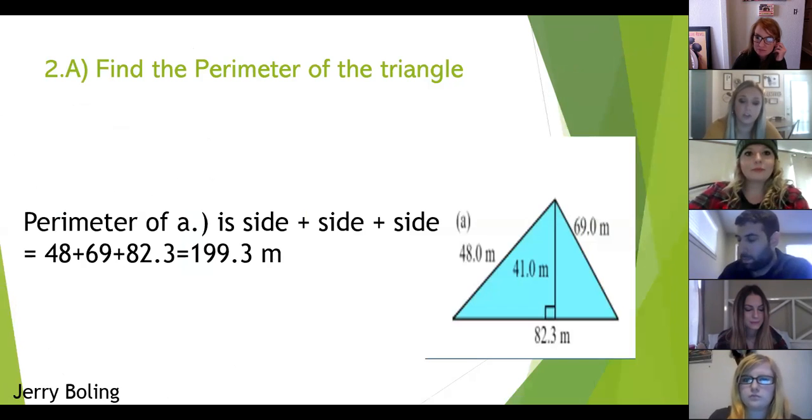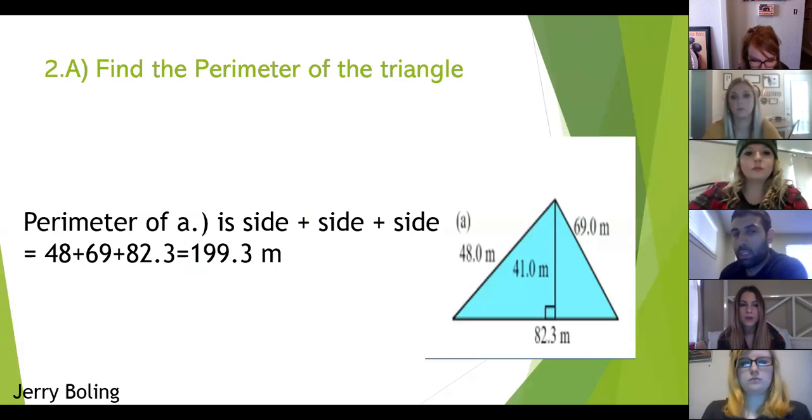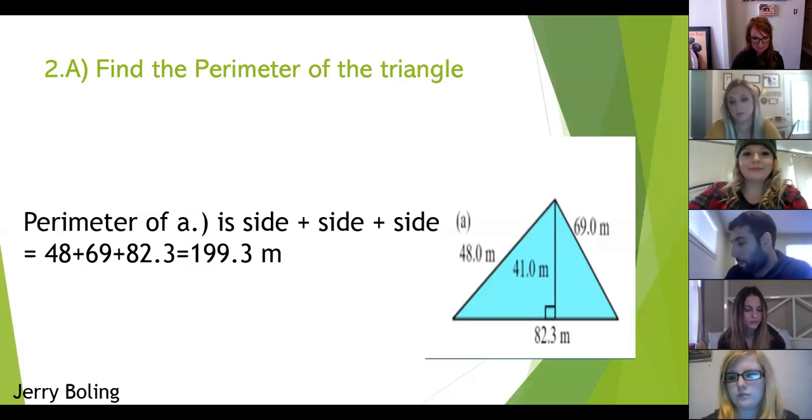Jerry, for question 2A, can you find the perimeter of the triangle? Yes, I can. You use the simple equation of side plus side plus side, which in this question you use 48 meters plus 69 meters plus 82.3 meters, which equals 99.3 meters. And that is the perimeter of this triangle. Great, thanks so much.